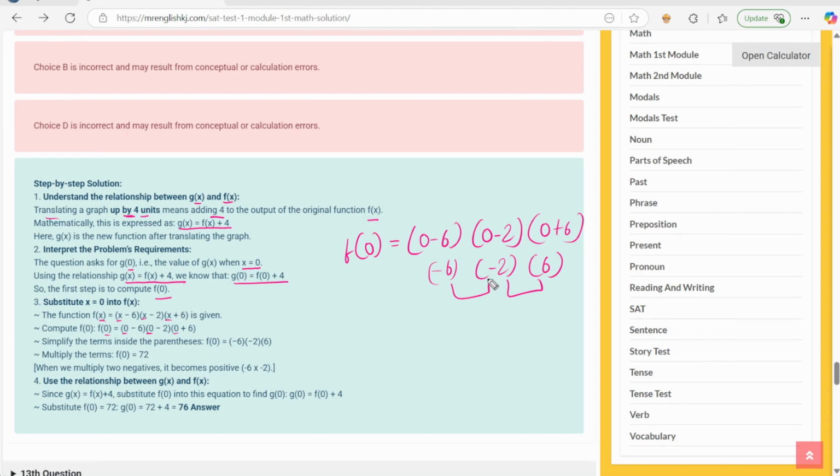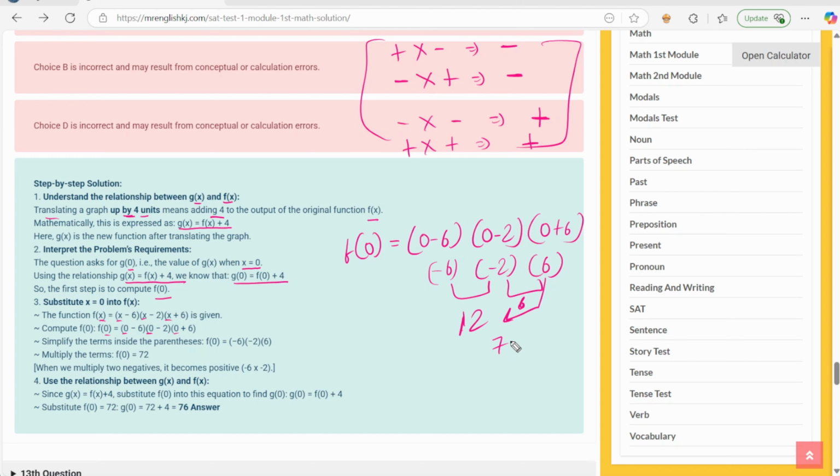So suppose we choose this one, 12 we get, and when we multiply minus sign by minus sign, what do we get? Positive. When we multiply minus sign by positive sign, what do we get? Negative. When we multiply positive sign by negative sign, what do we get? Negative. When we multiply positive sign by positive sign, what do we get? Positive. The 4 basic rules. Okay, good. Now we have positive 12 and we multiply positive 12 by 6, what do we get? 72, as you can see here. So we know the value of f(0) is 72.